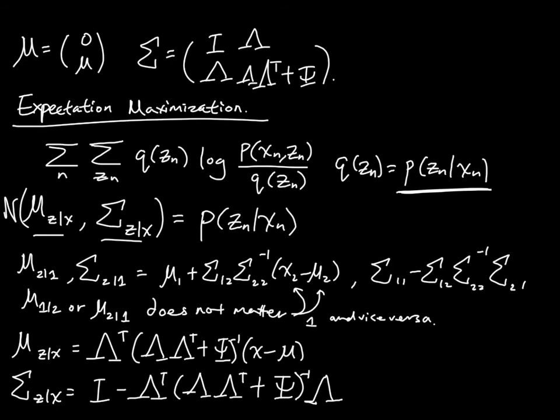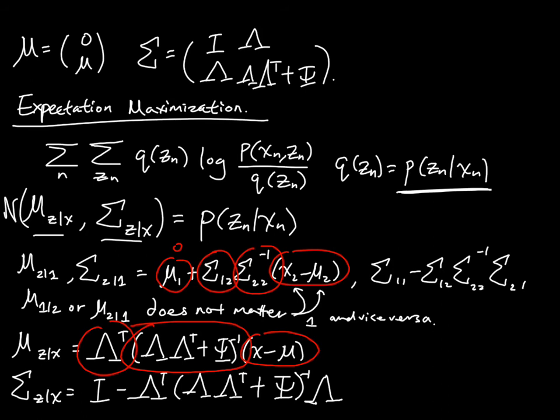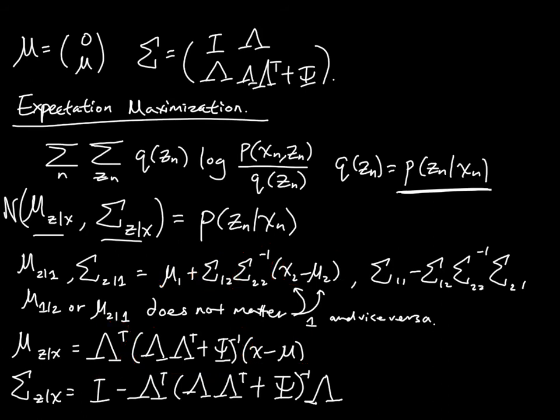I'm going to circle these things to make it a little clearer. Right now, mu1 is 0, so that's why we don't have that term here. And sigma 1 2 is equal to this, and sigma 2 1 is equal to this entire thing. x2 minus mu2, as you can see, is this. And the rest you can figure out yourself because it's the same thing. So now that we have this, we have the ability to compute p of zn given xn. That means our E step is good.